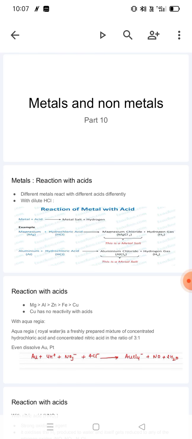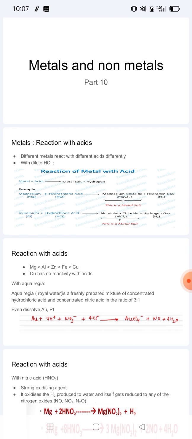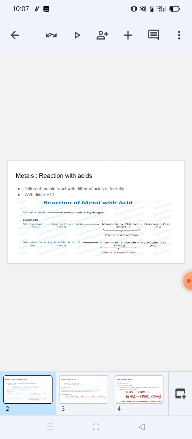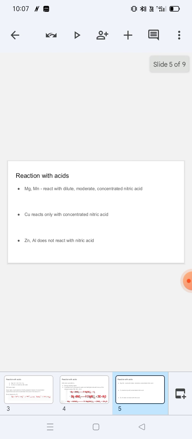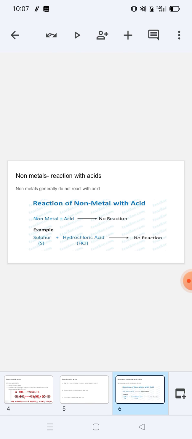What is the general reaction? Please note down. When metals react with acids, they form metal salt plus hydrogen. That is the general reaction. Now what happens when non-metals react with acids? When a non-metal reacts with acid, no reaction takes place. So this is the general equation.